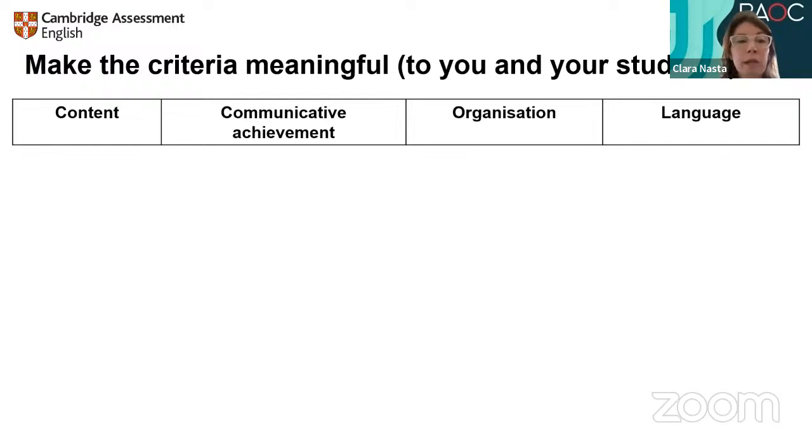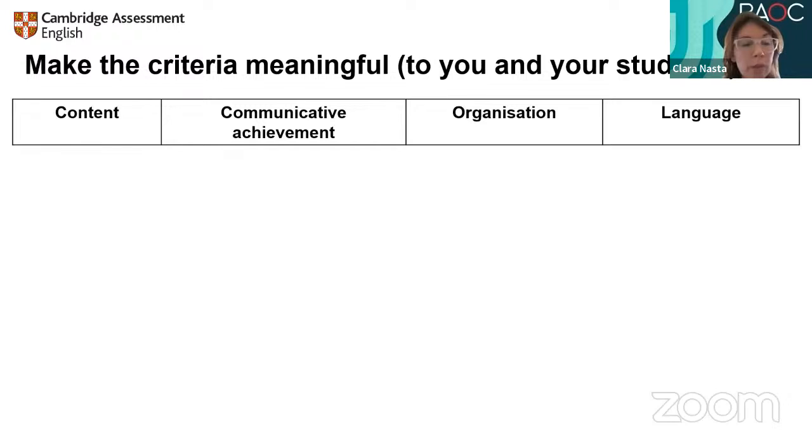So, when they talk about content, what are they talking about? It doesn't seem too difficult to understand, but it is very important that you are able to identify each area with the focus of that area, so that when you correct your students' work, you don't penalize some kind of error in both areas. Sometimes you see that there is something wrong, but you don't know whether it is content or communicative achievement. So let's try to make that very clear.